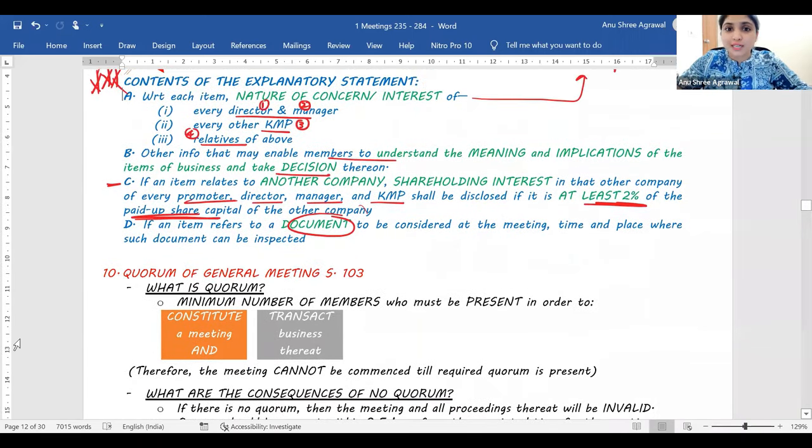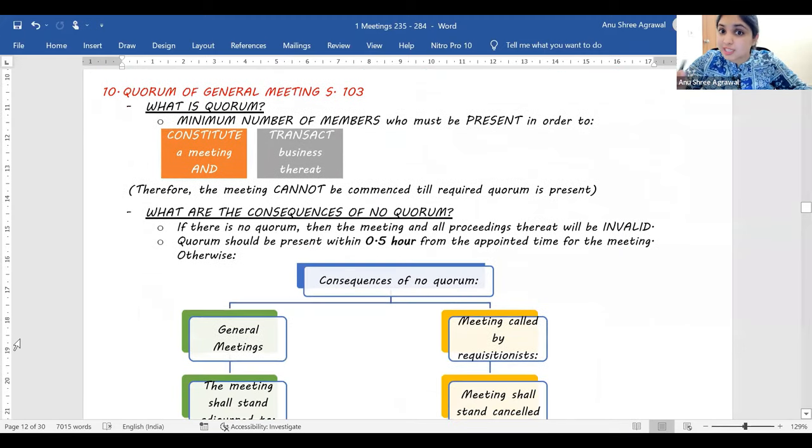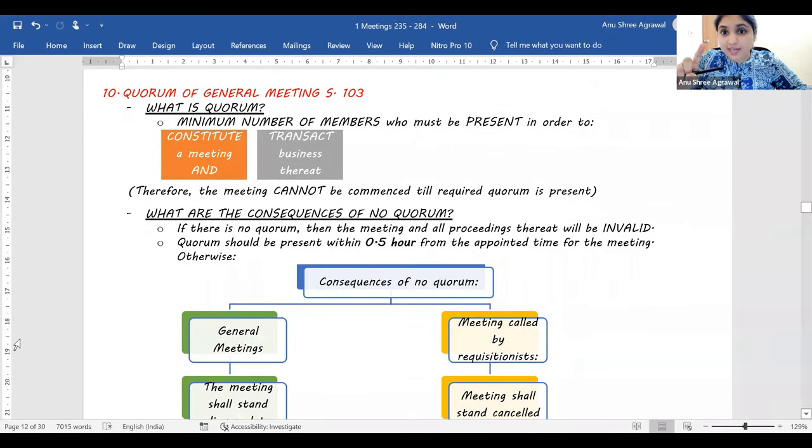Come on, guys. What were we learning? Contents of the explanatory statement. Tell me without seeing. Number one, nature of concern or interest. Whose concern or interest? Four people: directors, managers, KMP, and their relatives. Number two, if the matter is relating to some other company, and in that company four people are having at least 2% shareholding. Who are the four people? Same director, manager, KMP, but instead of relatives, the extra person is the promoter. Number three, any other matter which will help the shareholders make a decision. And the last point, the fourth point, if the matter relates to a document, when and where this document can be inspected. Thorough with the notice discussion.